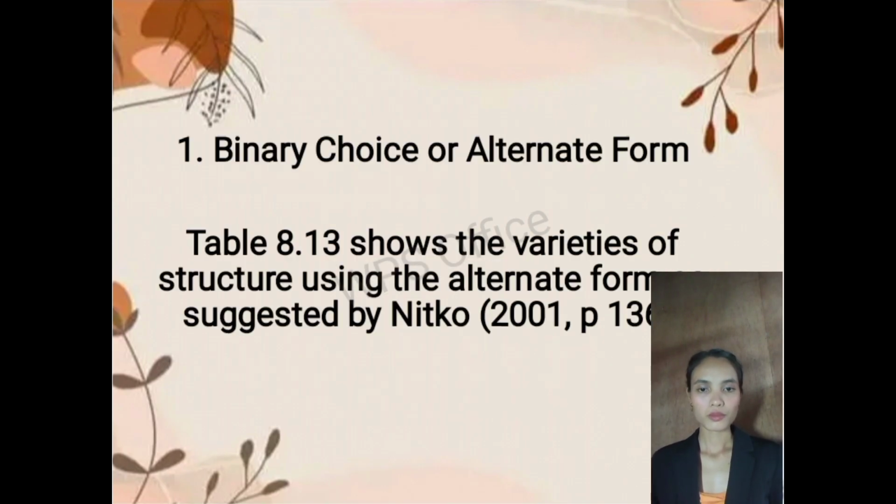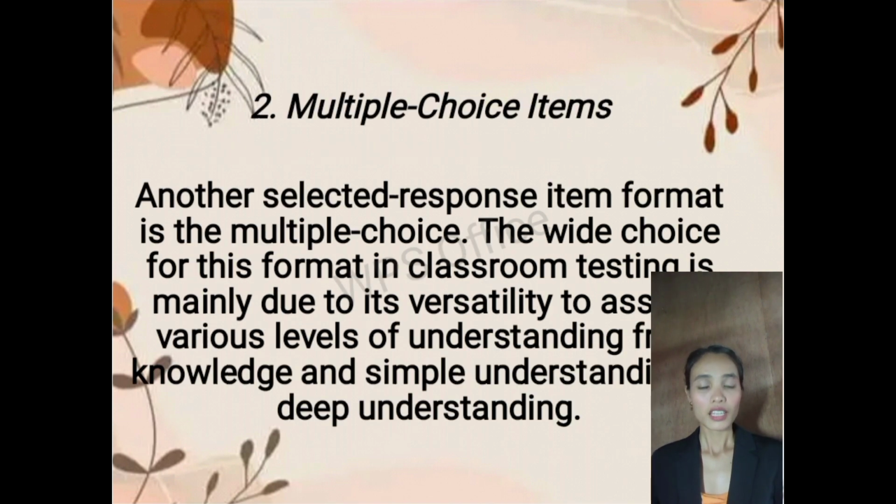Binary choice or alternate form. Examples of this form are true or false, yes or no, right or wrong. For example of true or false: the planets of the solar system revolve around the sun. The choices are true or false. Okay, the second one is the multiple choice.